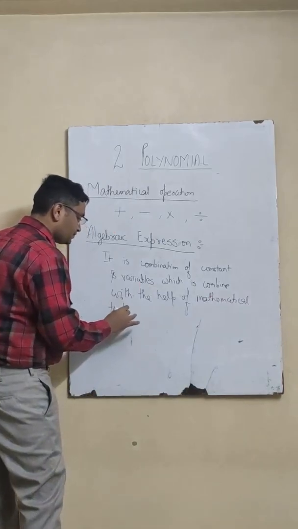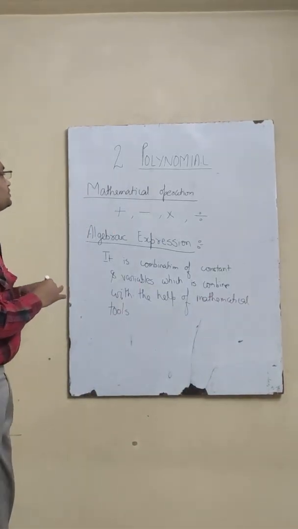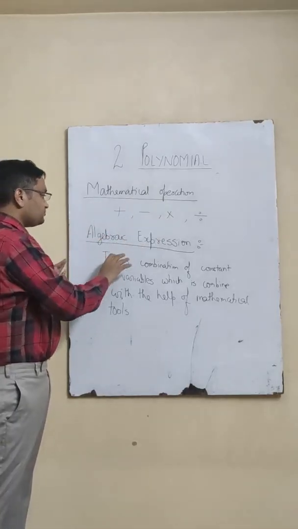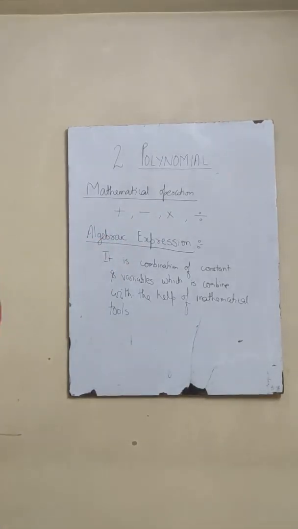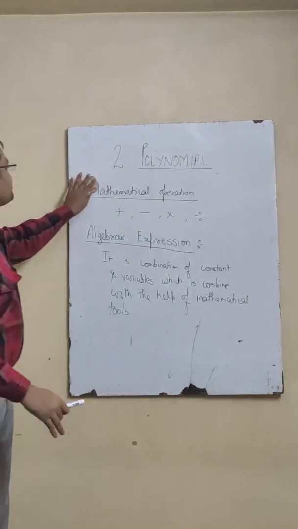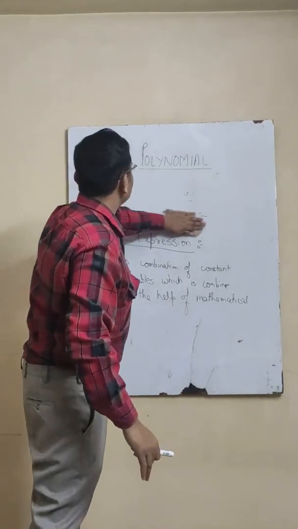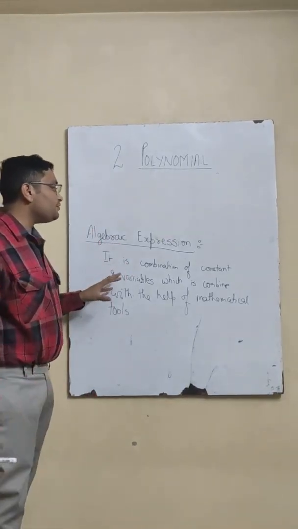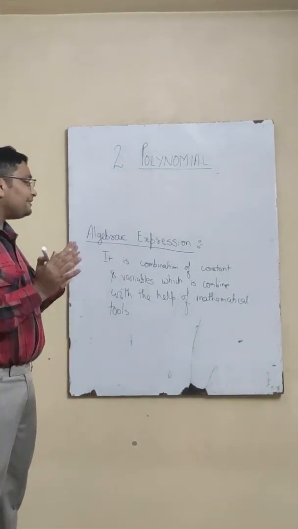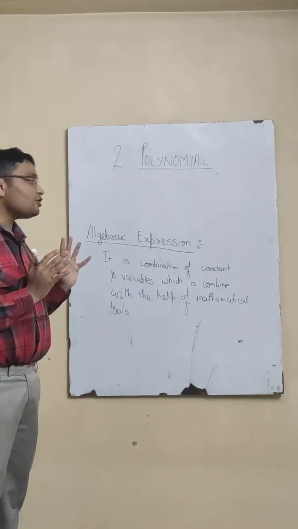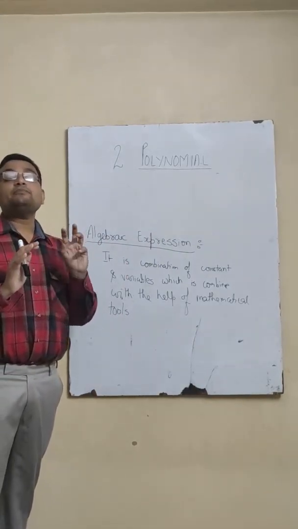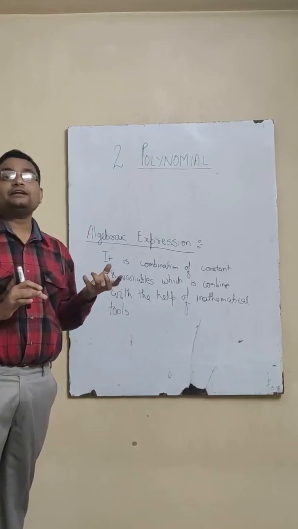Okay, with the help of mathematical tools. Are you getting what the mathematical operations are? I will rub it now, because I have to give some examples. What I mean is, an algebraic expression is basically a combination of variable as well as constant terms, and I combine them with the help of mathematical operations.